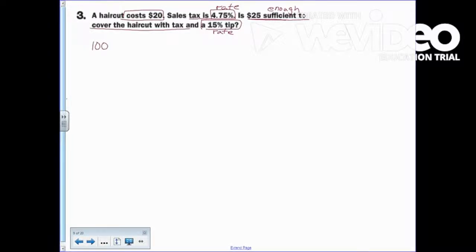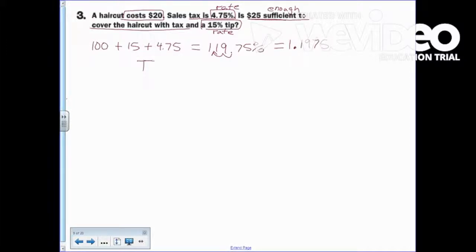I always like to go large to small, so I'm going to do 100 plus 15 plus 4.75. When I add those things up, I get 119.75%. I'm going to then need to turn that into a decimal by moving my decimal point 2 places to the left, not the right. Be careful here because it could go either direction, right? We're looking for a smaller number, not a bigger number. So 1.1975 is the decimal form of the percent I need to use in this problem.